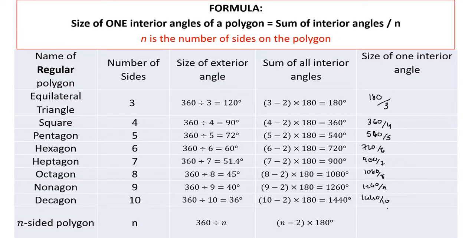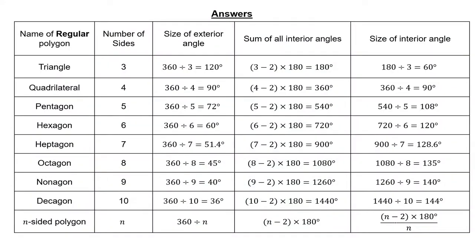For our n-sided polygon, it's going to be n take away 2 times by 180, and all of this divided by n. Because our top part is our sum of interior angles, which is this one here, and then sum of interior angles divided by number of sides, we're not told, so it stays as n, so that will be our formula. So once you have found the answers, it should look something like that.